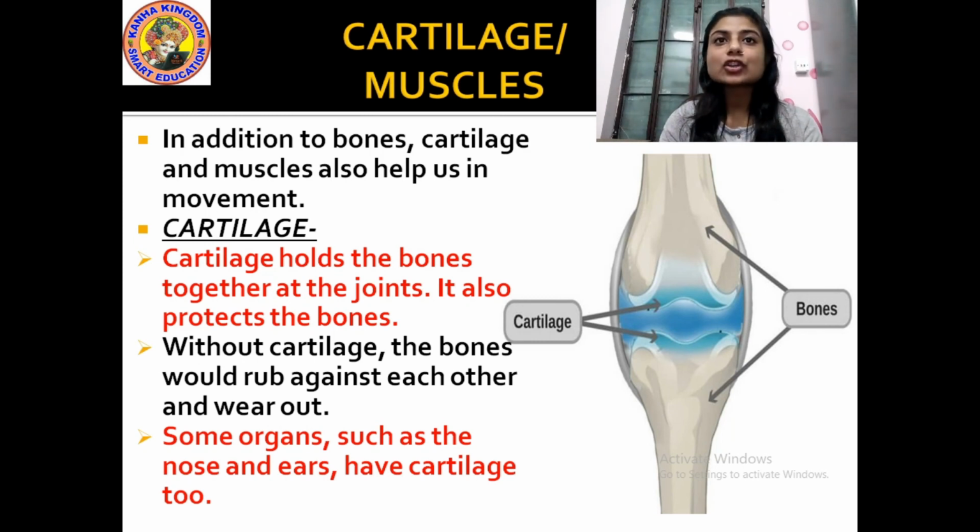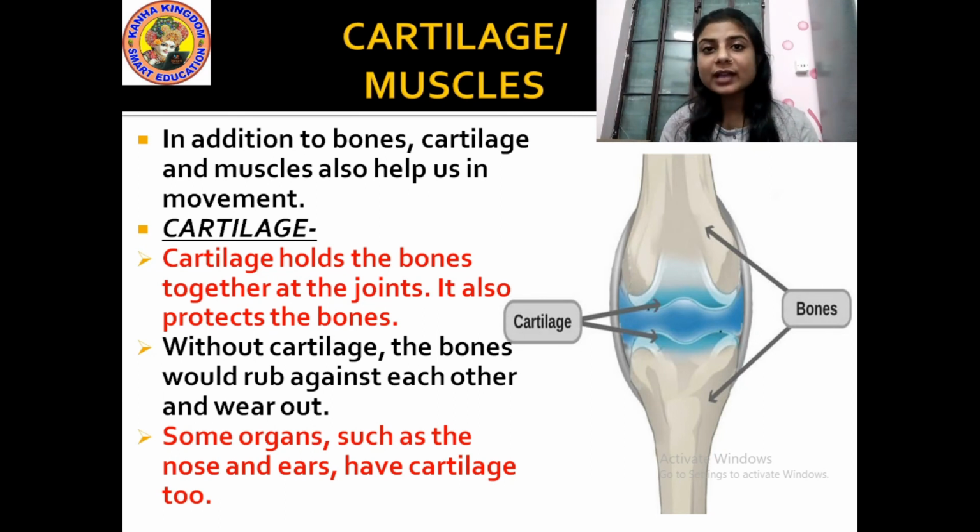This cartilage holds the bone together at the joint. It also protects the bones. What does this cartilage do? It is the soft part of the bone, okay? It joins the two bones. When the two bones meet at a particular region of your body, that is called a joint, it holds the bones together and it also protects the bones.